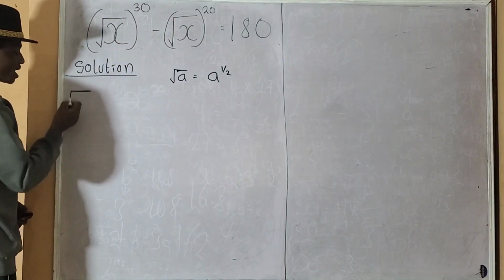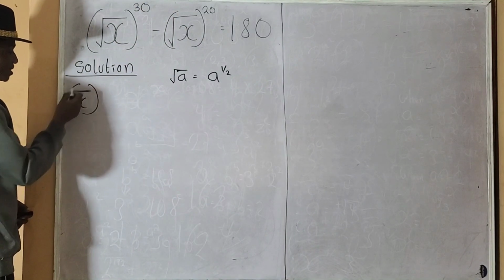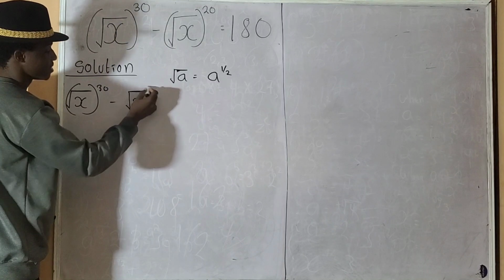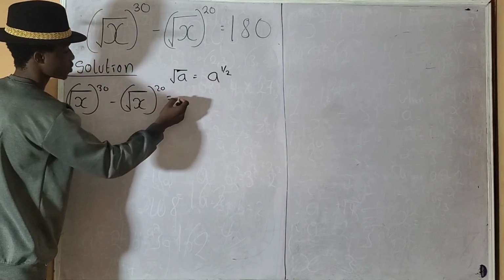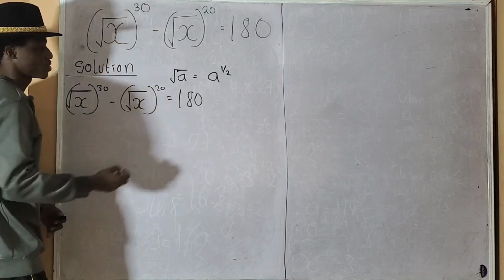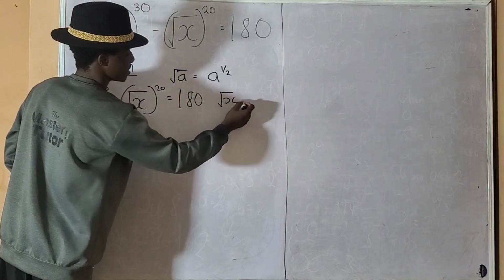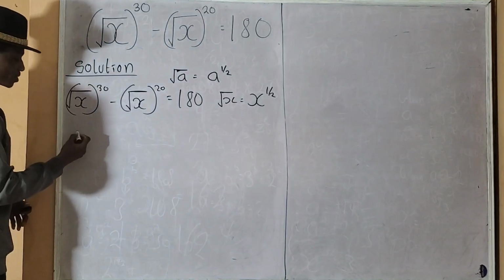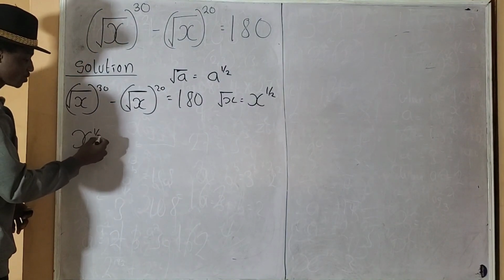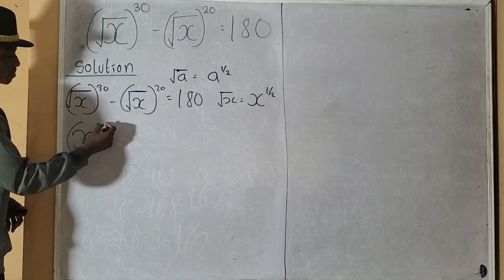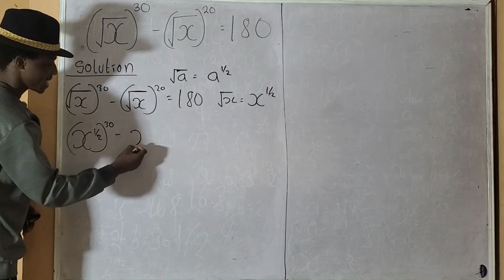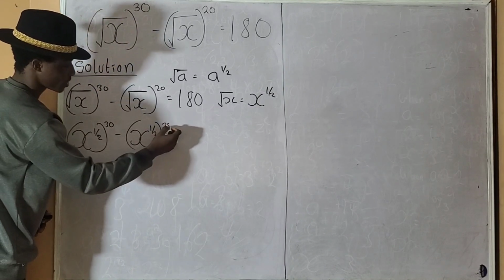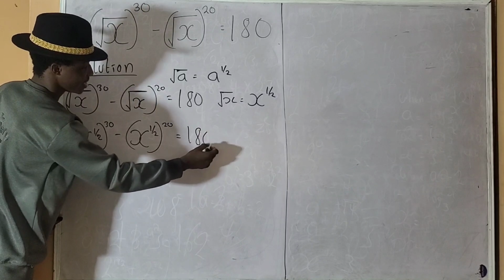So let us proceed. We have root of x raised to the power of 30 minus root of x raised to the power of 20 equals 180. So that means square root of x can be written as what? x raised to the power of 1 over 2, right? So I'm going to have x raised to the power of 1 over 2, raised to the power of 30, minus x raised to the power of 1 over 2, this raised to the power of 20, equals 180.